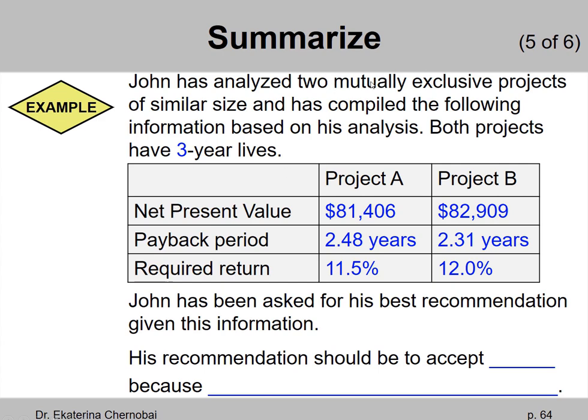Because the projects are mutually exclusive, we cannot accept both A and B, even though both of their net present values are above $0. So we can only pick the better one, and that's Project B. So the answer is, the recommendation would be to accept Project B because it has a higher net present value. That's it, as simple as that.